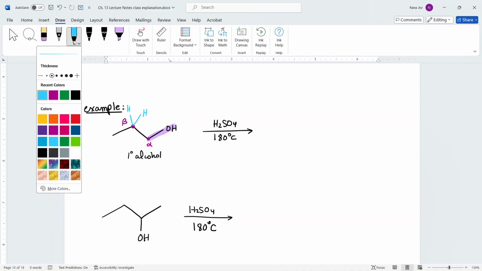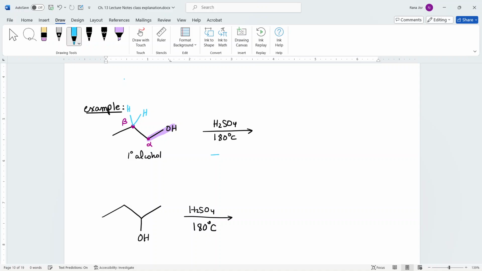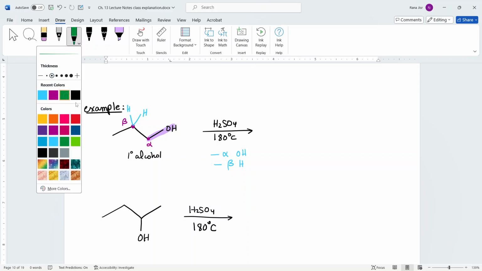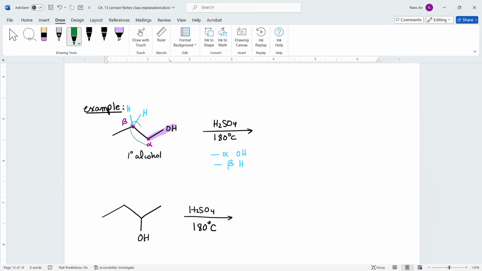The rule for the dehydration is that I am going to lose the alpha OH and I'm going to lose the beta hydrogen in here. So this means that I am going to form a double bond between the alpha and the beta, okay?